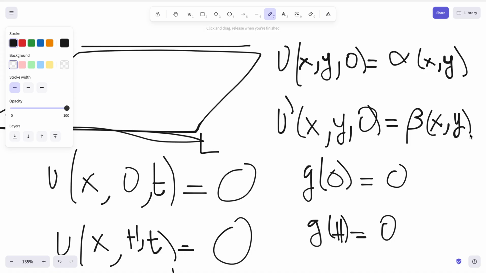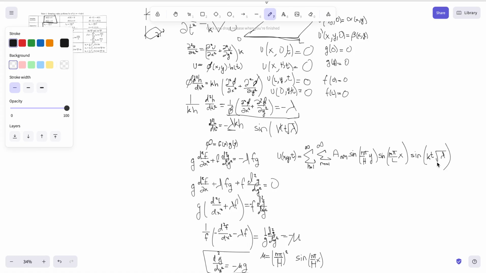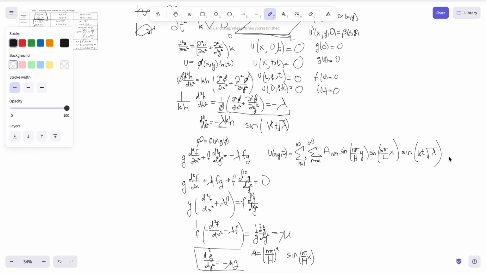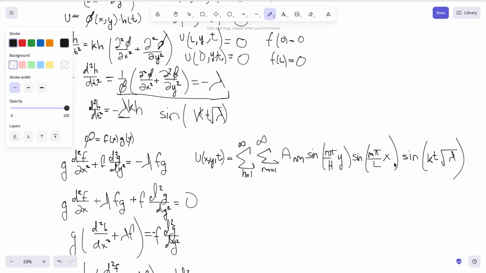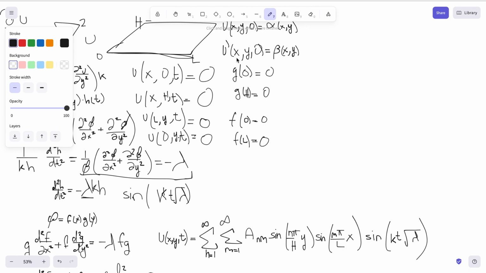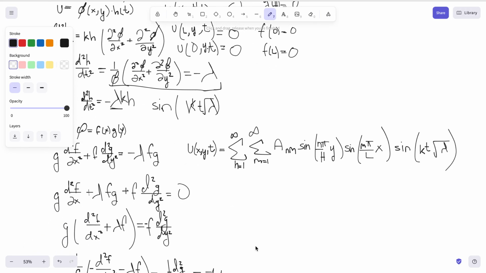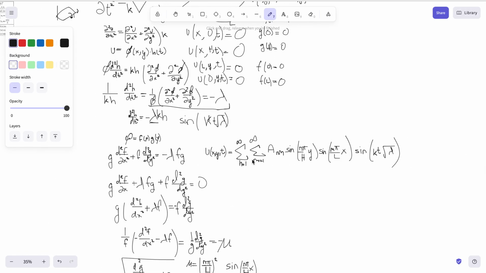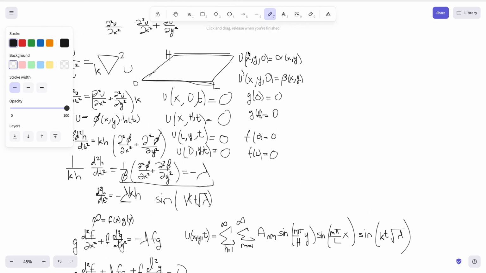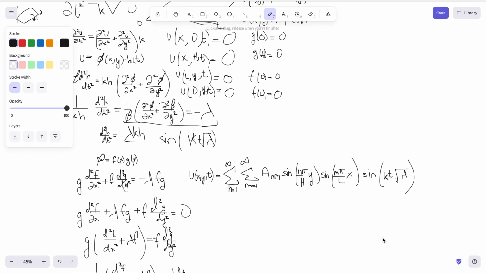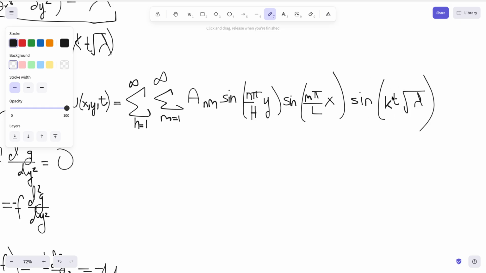Great. So using this, we can now take our solution to our partial differential equation down here, and solve for the constant, figure out what the constant here is. So first, plugging in t equals 0, we get sine of 0 equals 0.